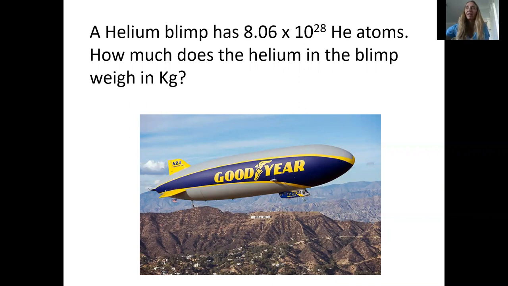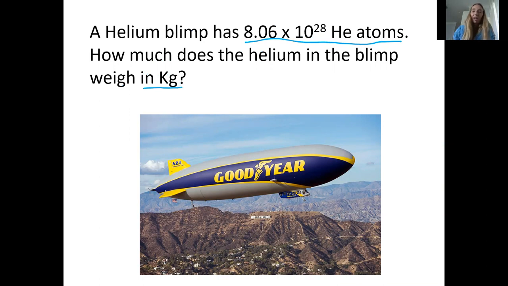Hi guys. For the next question that I want to go over is this one about a helium blimp. So these blimps are pretty cool. The whole entire thing is filled with helium, and so they drive around with this huge tank of gas on their backs, basically. And so this helium blimp has 8.06 times 10 to the 28 helium atoms, right? Which sounds like a lot, but how much does the helium in this whole blimp actually weigh in kilograms?